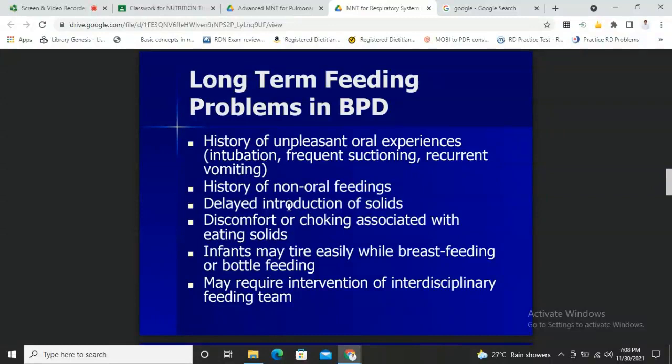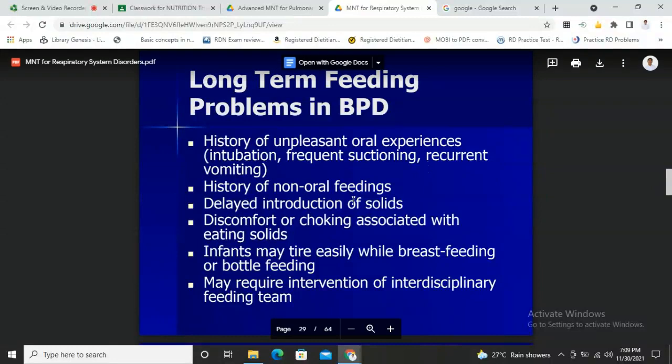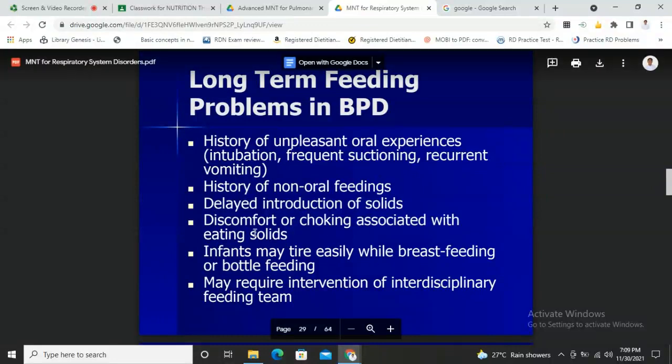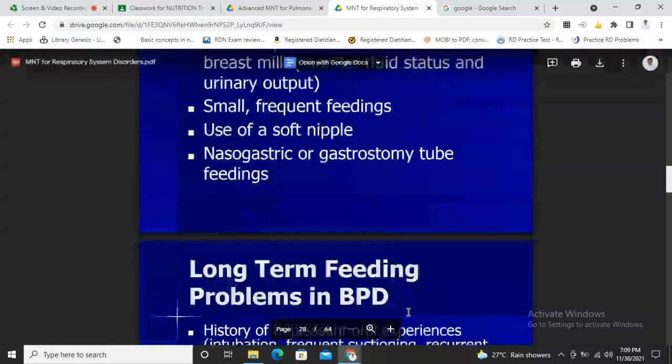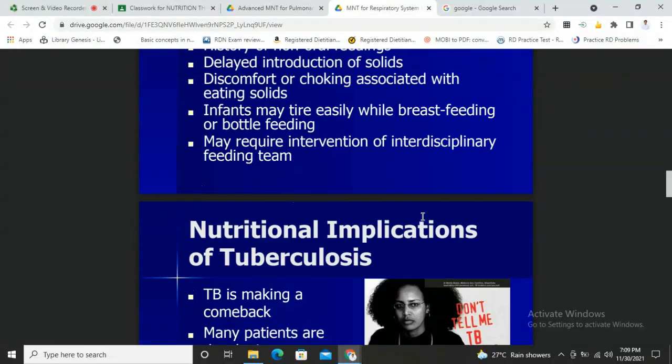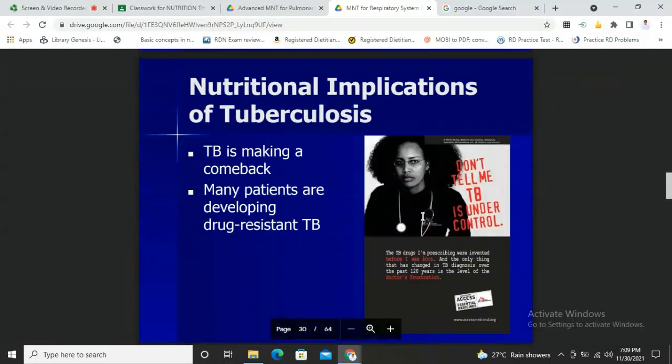So, long-term feeding problems in BPD: history of unpleasant oral experiences, history of non-oral feedings, delayed introduction of solids, discomfort or choking associated with eating solids, infants may tire easily while breastfeeding or bottle feeding. So if these long-term problems happen, intervention of an interdisciplinary feeding team is usually needed. Okay? So that's BPD, guys. This is usually seen in premature infants. Okay, so let's proceed to another chronic lung disease which is called tuberculosis.